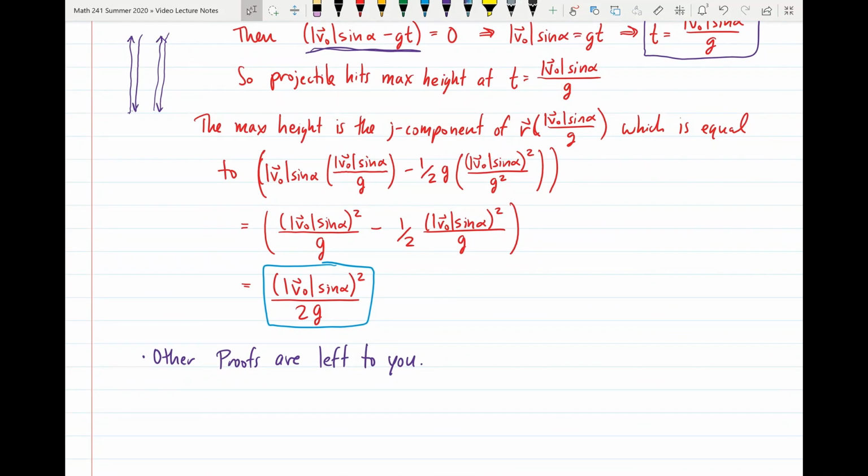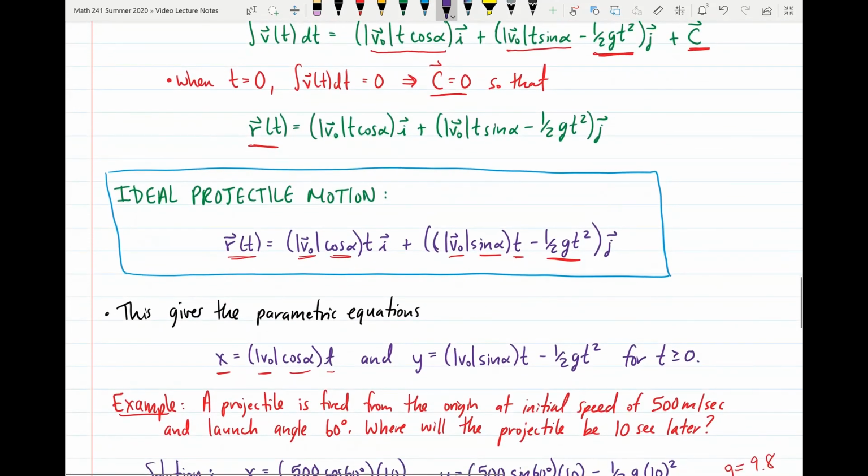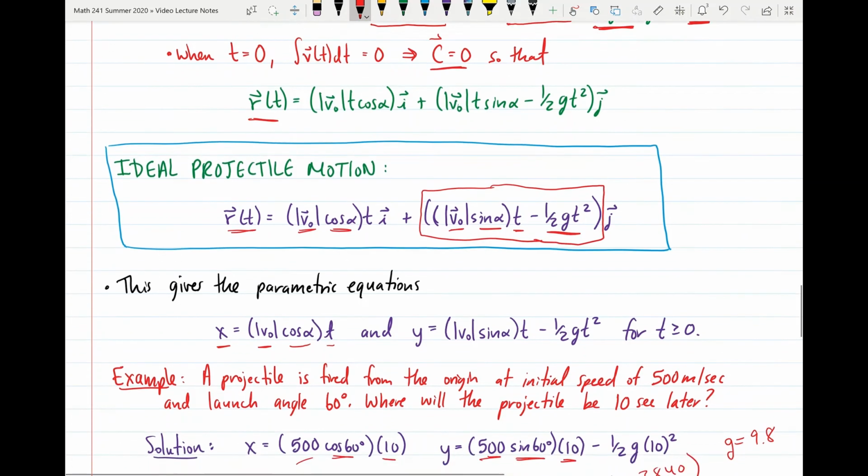Now that we have the time that the projectile hits the maximum height, we want to find what the maximum height actually is. To do that, we're going to find the j component of our position vector r when we plug in the time that we just found. So we want the j component of r when we evaluate r at the initial speed times sine alpha divided by g. And the j component of r is given to us because we just found it. That is going to be the second half of our equation here. So this is our j component. We want to see what happens to that j component when we plug in the time that we found.